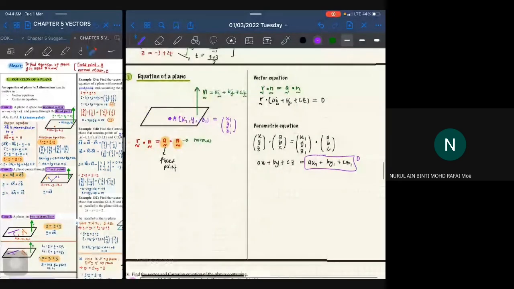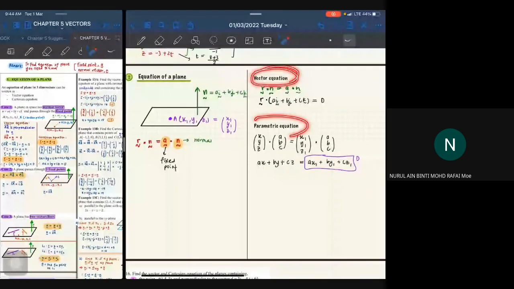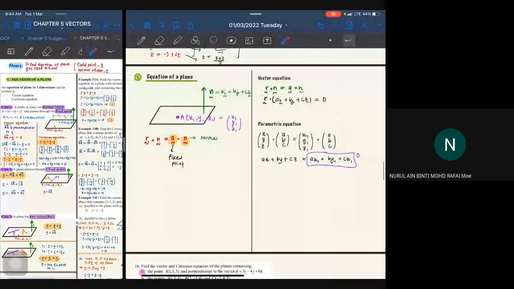Okay, so dalam equation of a plane, awak akan belajar dua benda sahaja. First adalah vector equation. Second adalah parametric equation. That's all. Okay, so any questions so far? Tiada, Miss. Okay, great. Alright, so jom kita tengok soalan tutorial.